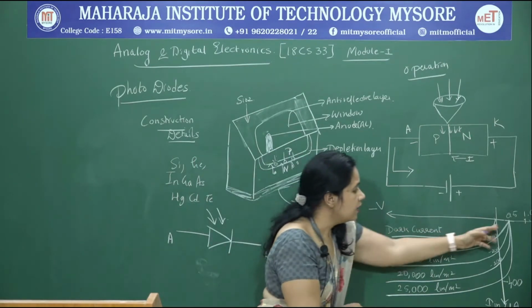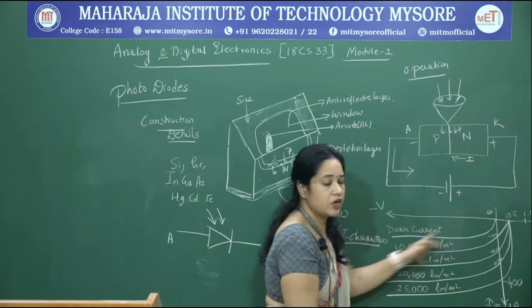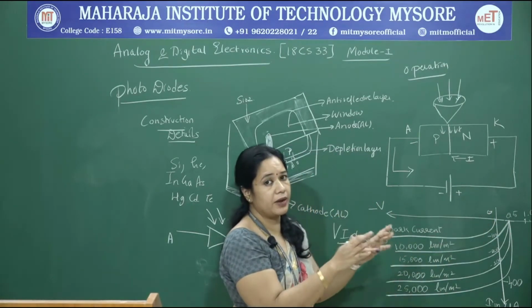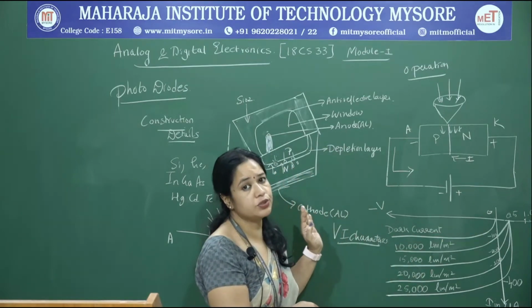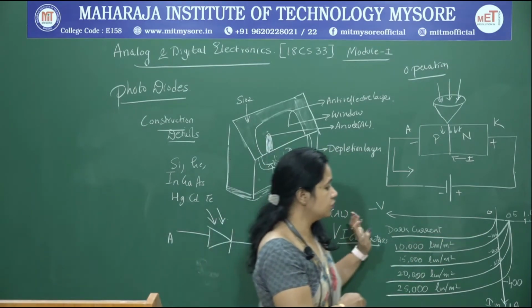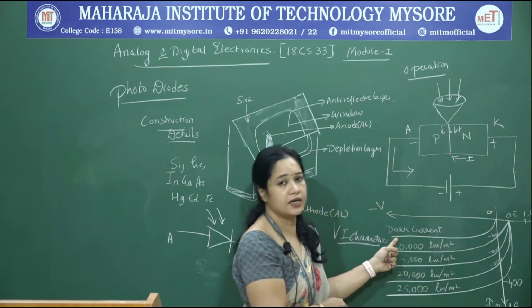You can see the current flowing when the voltage is 0, we call it dark current. There is no bias applied, and there is still some current flowing in the circuit due to minority carriers, and we call this the dark current.